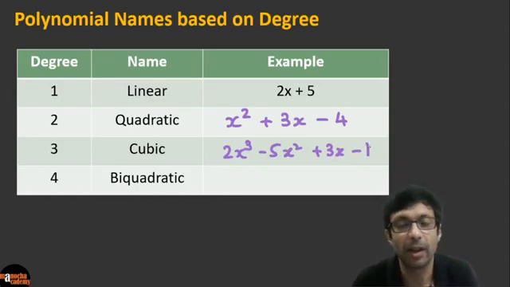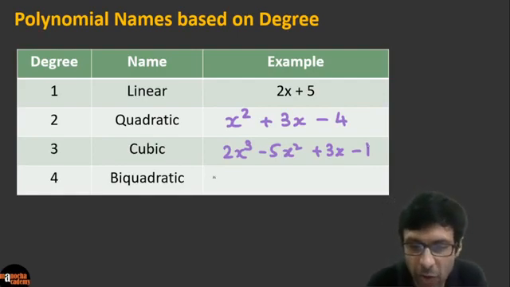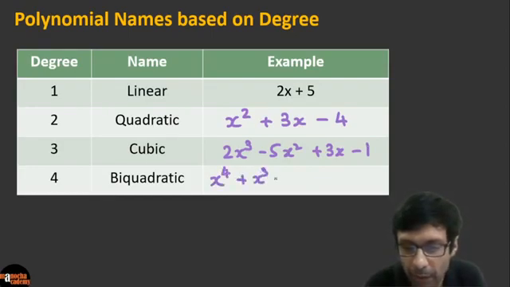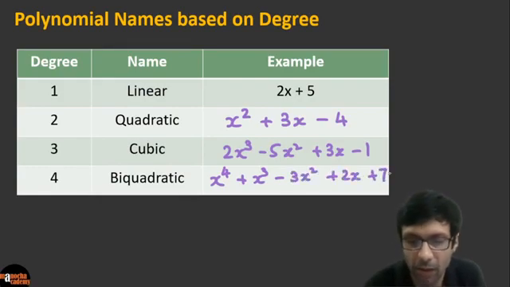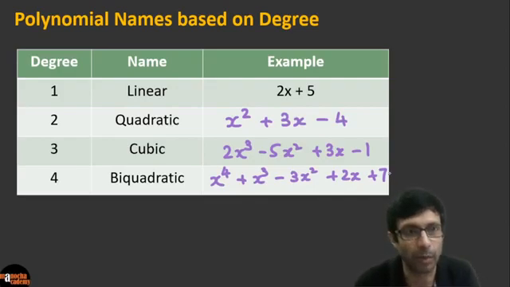And similarly, if the degree is 4, it's called biquadratic. Okay, so let me write an example. Let's say x to the power 4 plus x cubed minus 3x squared plus 2x plus 7. So this is a biquadratic polynomial. Clear? Because the degree is 4.